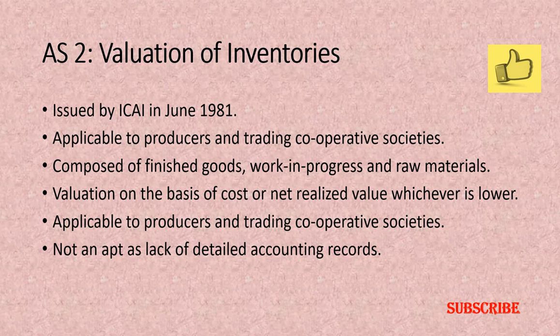So this standard, that is valuation of inventories, is applicable to the producer and trading cooperative societies. The valuation of the inventory will be made on the basis of the cost or the net realizable value, whichever is lower. The standard specifies that the cost of inventory should be normally determined by using a FIFO method, that is first in first out method, or average cost method, or LIFO, last in first out method. It also specifies the circumstances in which the specific cost and standard cost method of valuation may be used.